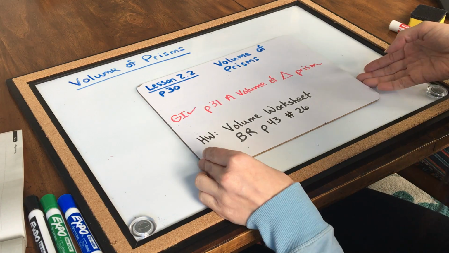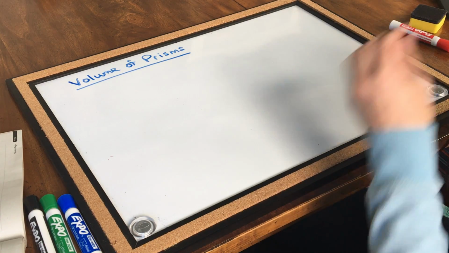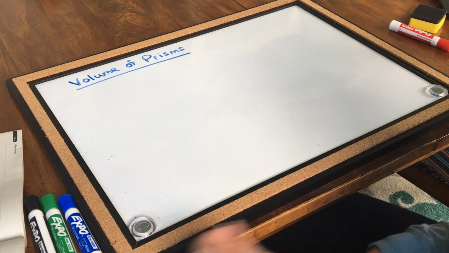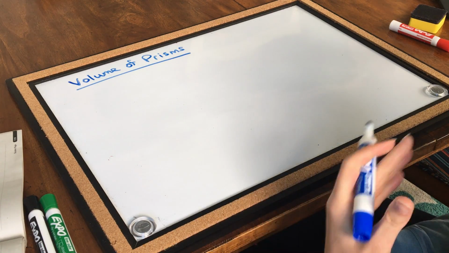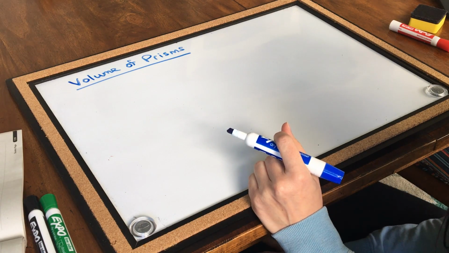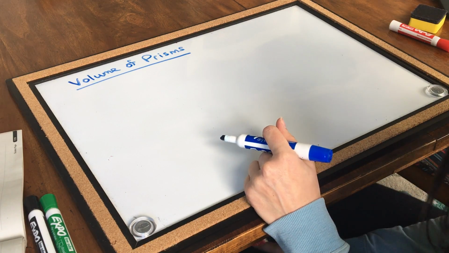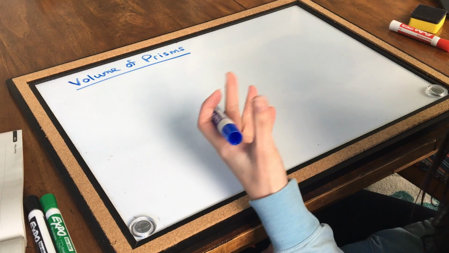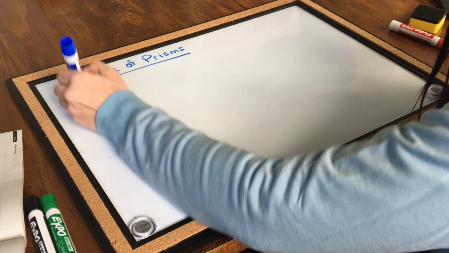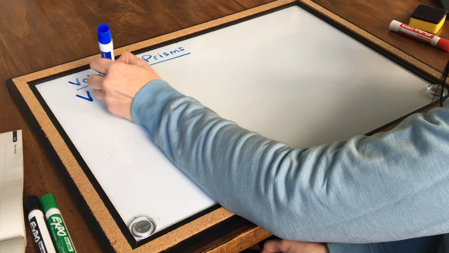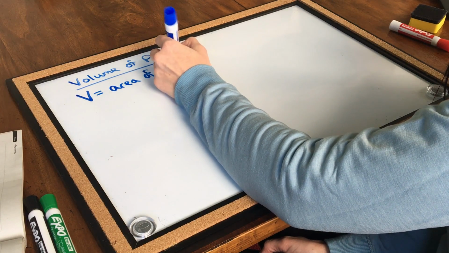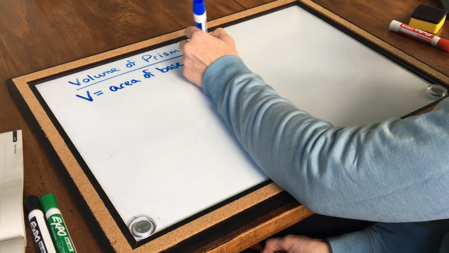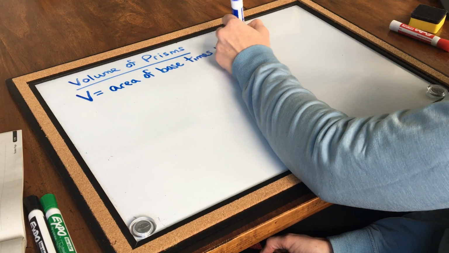Okay. Let's get started. So when we did volume of prisms for rectangular prisms, we said the volume was length times width times height. And that is actually a shortcut for a more general formula for the volume of a prism, or how much a prism will hold. The general volume formula for a prism is that the volume equals the area of the base times the height of the prism.